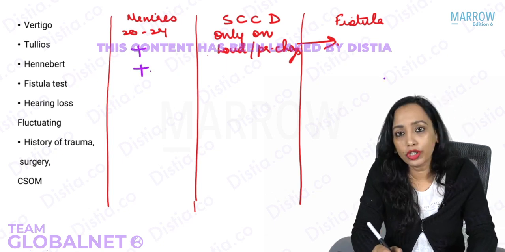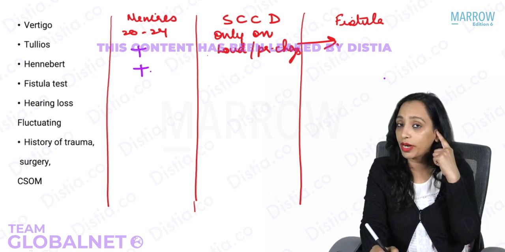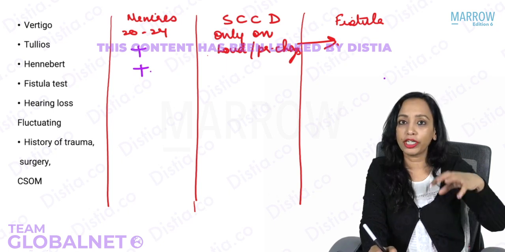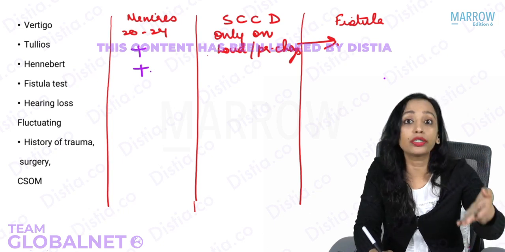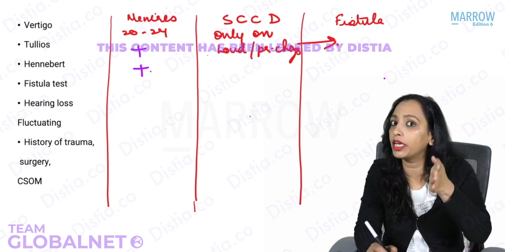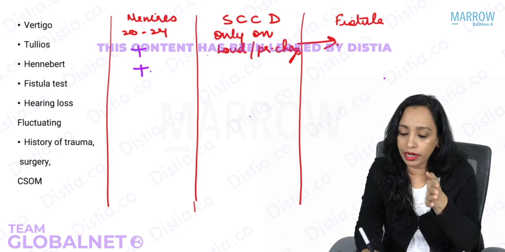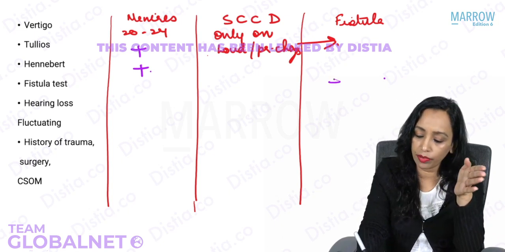So what will happen to the fistula test? What is the fistula test? When we press and release the tragus repeatedly, the pressure of the external auditory canal increases. It gets transmitted to the middle ear and then to the inner ear through an abnormal fistula on the medial wall. So if there is a fistula on the medial wall, the fistula test will be positive.